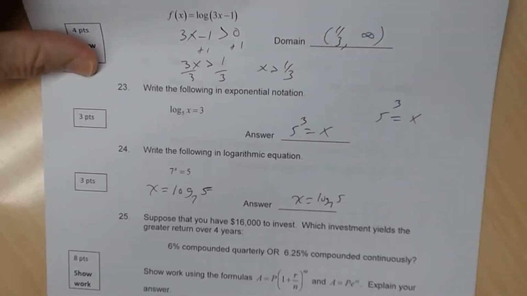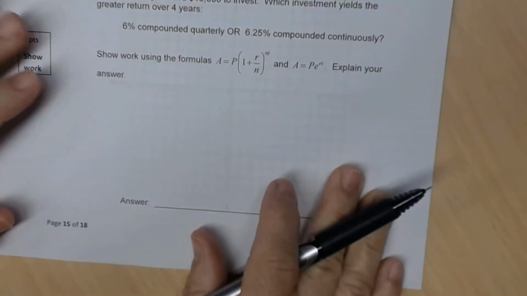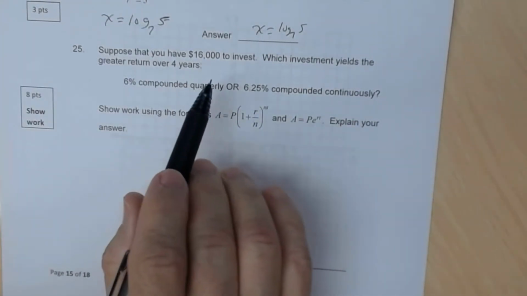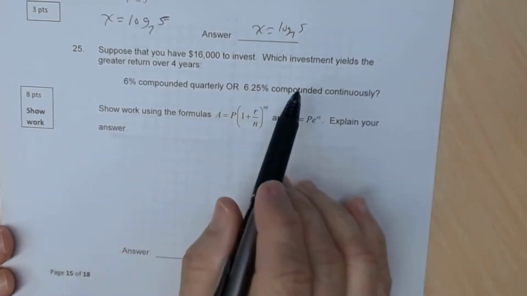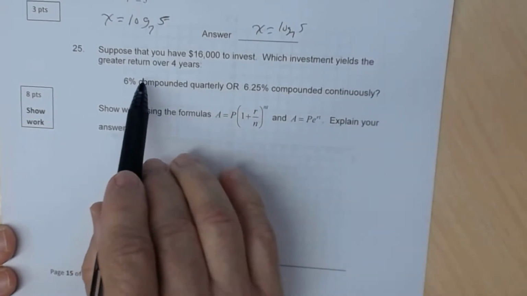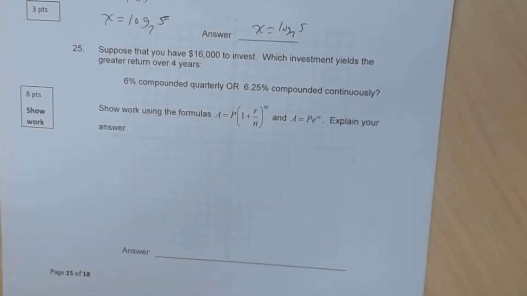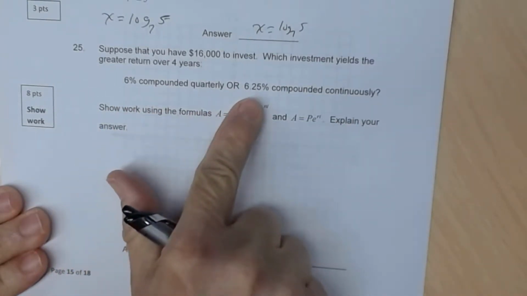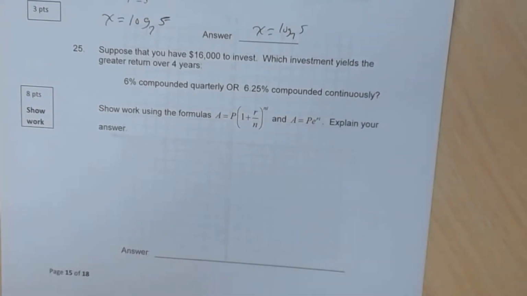Okay, so this is a continuation of the key to test 3. All right, so number 25, you're told that you have $16,000 and it says which investment yields the greater return over 4 years. And so you're given 6% compounded quarterly or 6.25% compounded continuously.